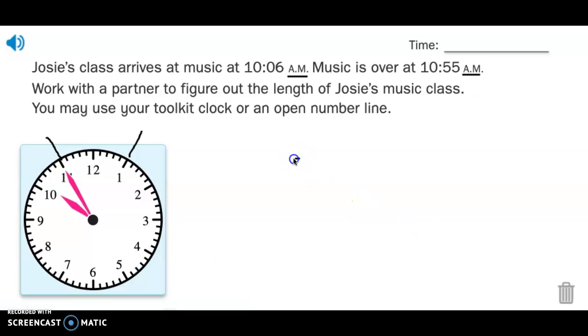Does that mean Josie's music class is 50 minutes long? No, because remember, we went back a minute. We added 1 minute to our class time so that we can make easy hops on the number line. So now we have to take away 1 minute.